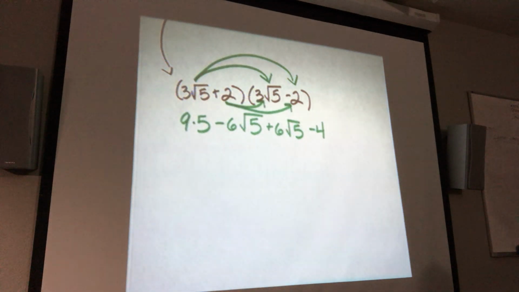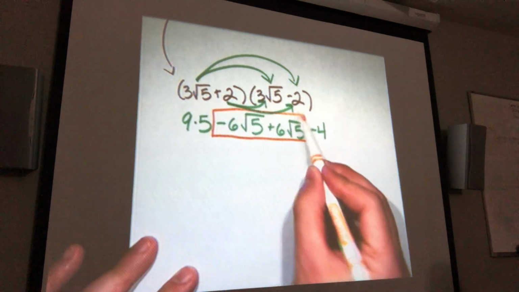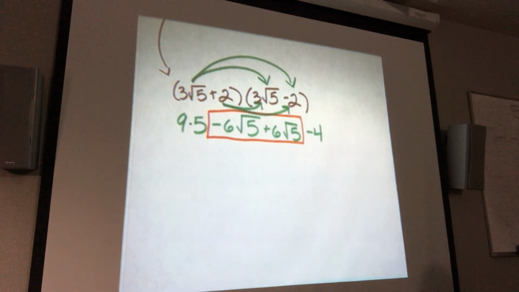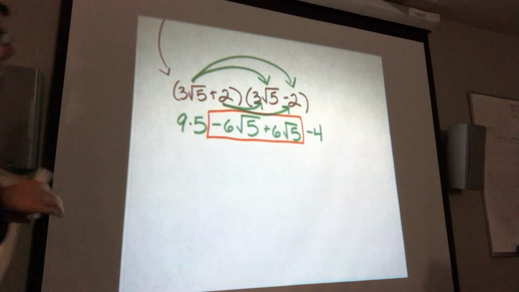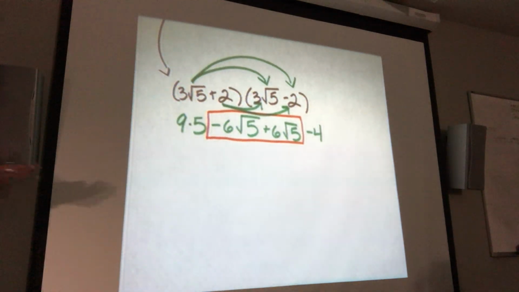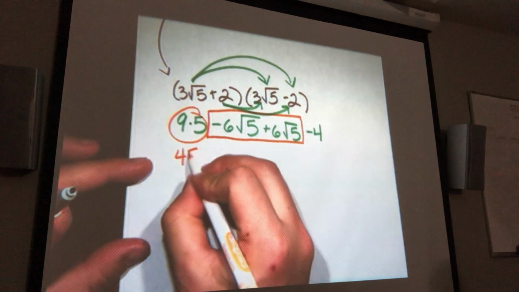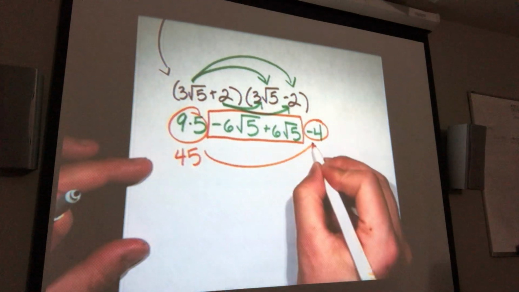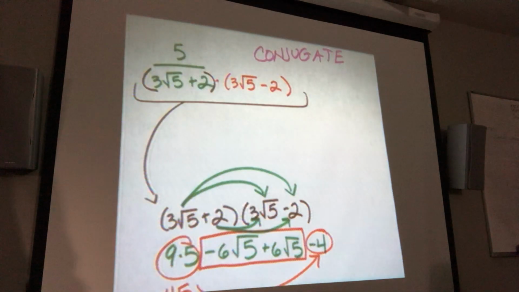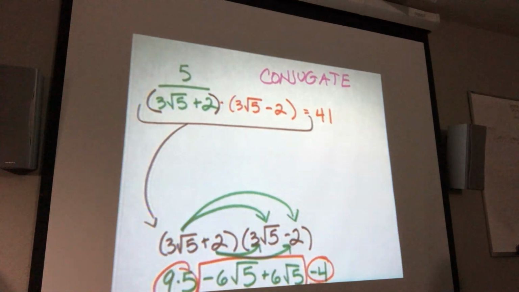Okay. So how did multiplying by the conjugate help us in any way? Well, check this out. Minus 6 root 5 plus 6 root 5 is nothing, and I'm left with only whole numbers. No square roots. We said just a minute ago that this was 45. Minus 4. 45 minus 4 is 41, so on the bottom I have 41. Sweet.